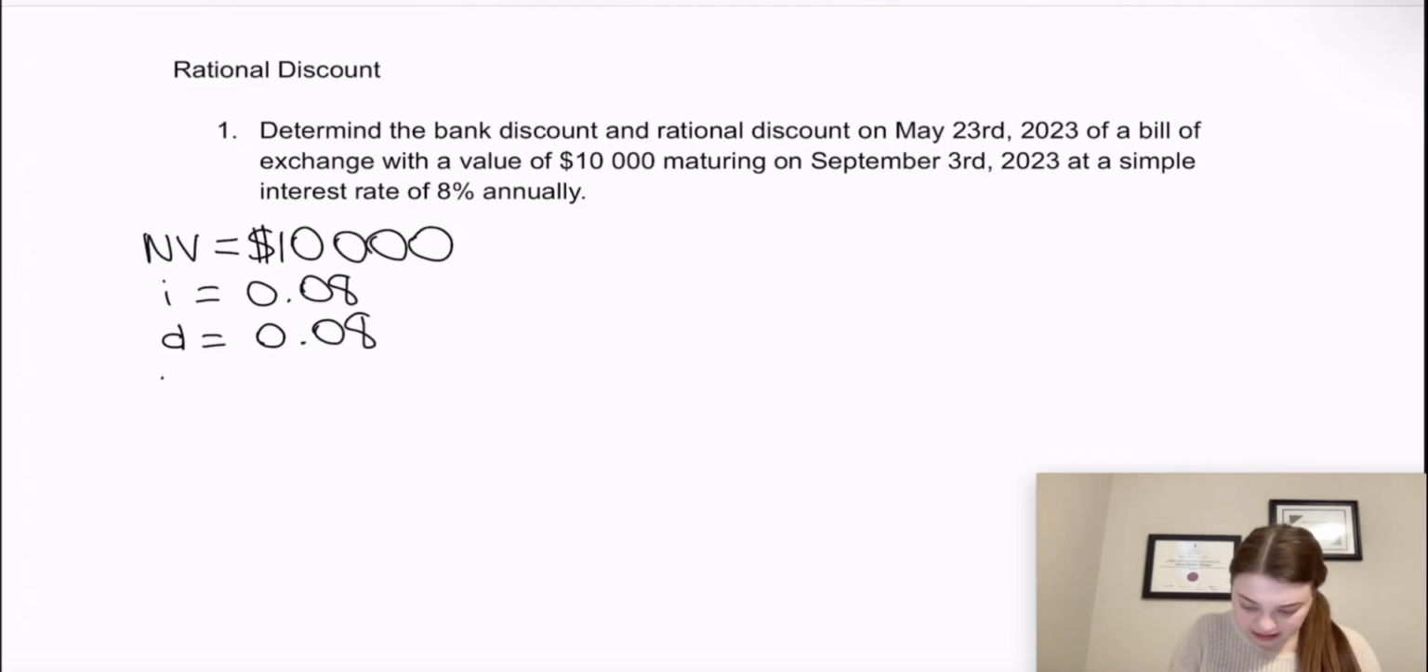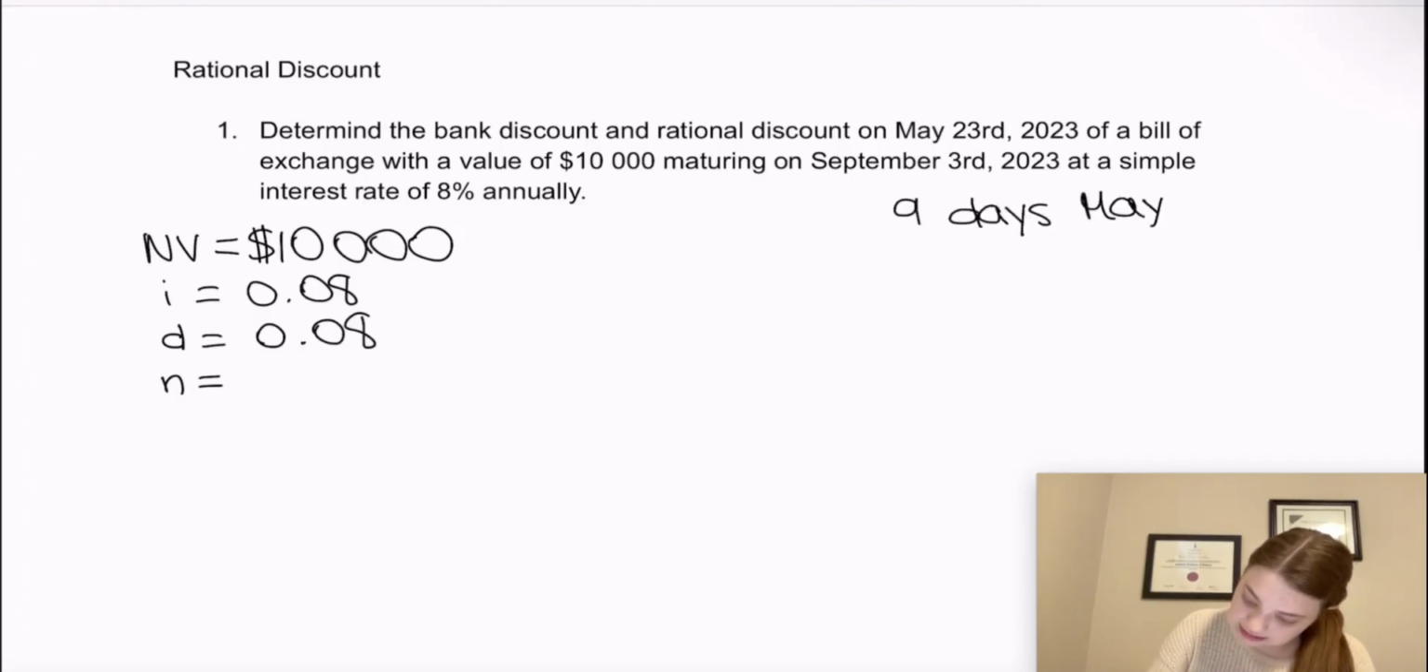So our number of days is going to be, let's see here. We have May 23rd till September 3rd of the same year. So in May, there are 31 days in May. And we have this from May 23rd to the end of May. So the 23rd, 24th, 25th, 26th, 27th, 28th, 29th, 30th, and 31st. So that's 9 days for May.